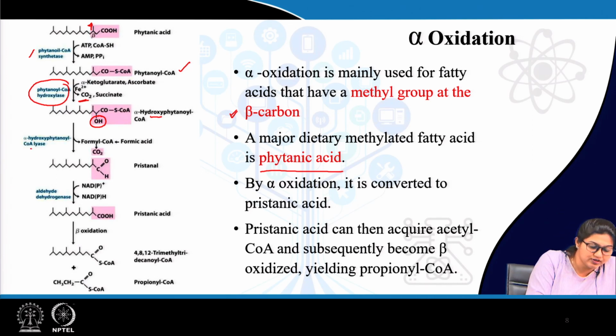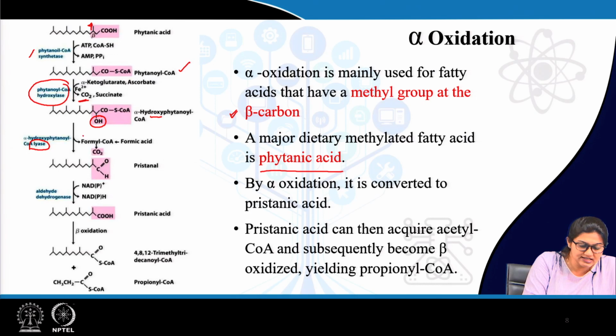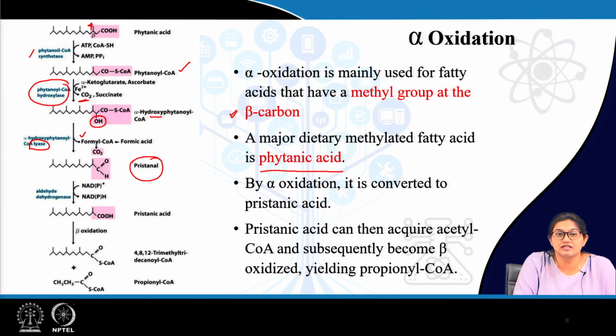Next, with the help of the enzyme lyase, formyl coenzyme A is released, forming pristanal. This is the aldehyde form, pristanal. Now, this pristanal further can undergo oxidation, forming pristanic acid. This pristanic acid then can enter the proper beta oxidation.